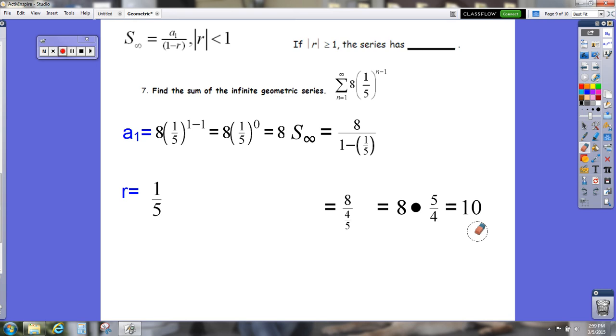All right, here again, you'll be given these formulas on the SOL. So you just got to make sure you know how to use them.